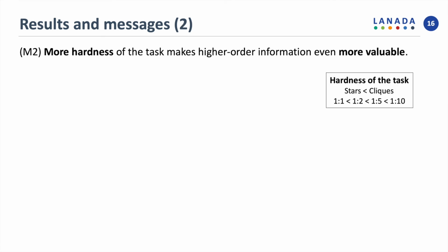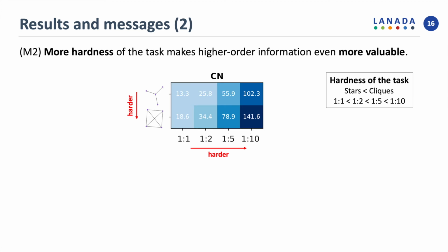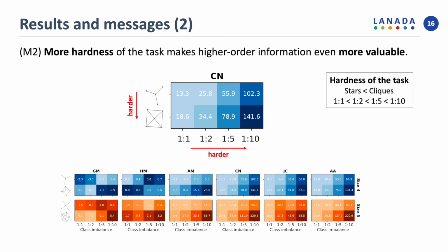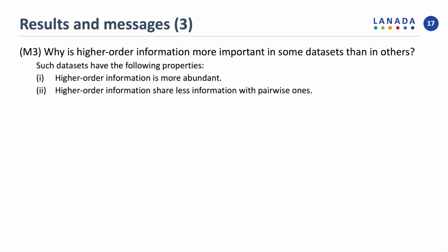The second message is that if the task becomes more difficult, then higher-order information becomes even more valuable. We show this as a heat map. The numbers represent percentage increase in performance, and as the task gets harder, the gain becomes higher. Same goes for other settings.